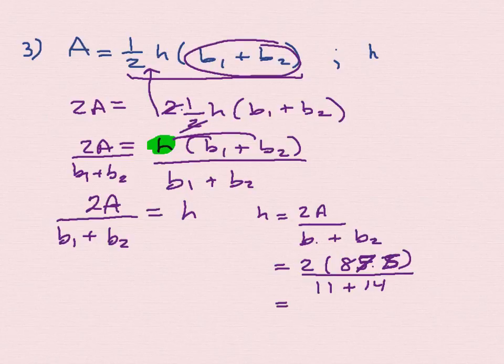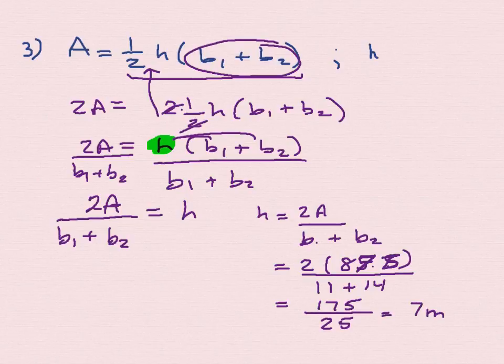So get out your calculator and see if you can come up with the answer. It's very simple, but yet students quite often get it wrong. 2 times 87.5, divide that by 25. Remember to do the bottom first. Well, do the bottom, divide it into the top, and then get your answer, which is going to be 7 meters again.